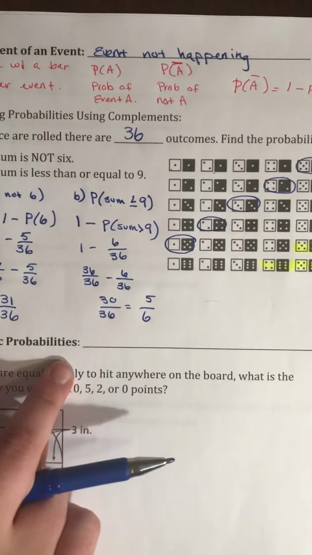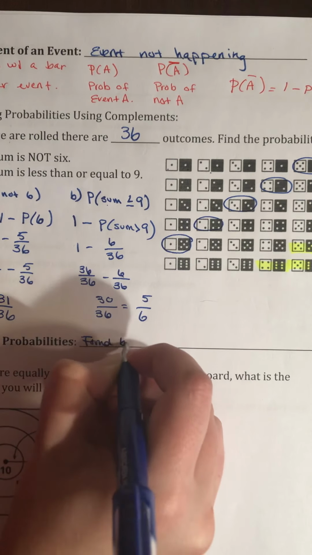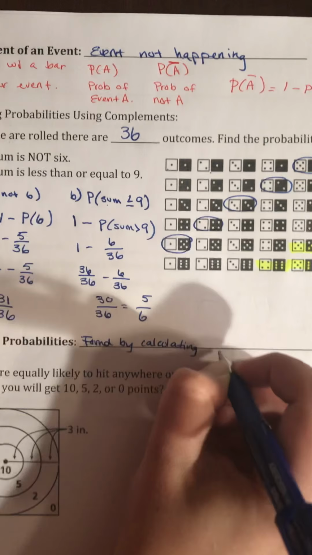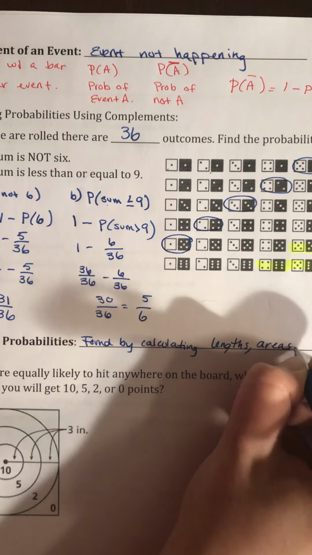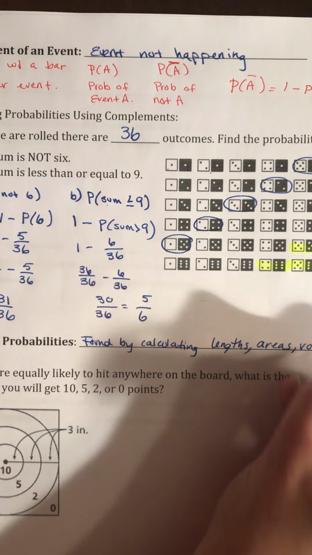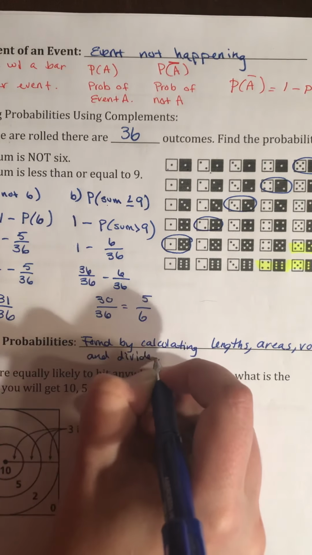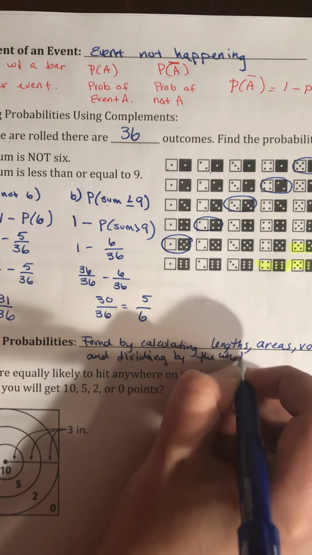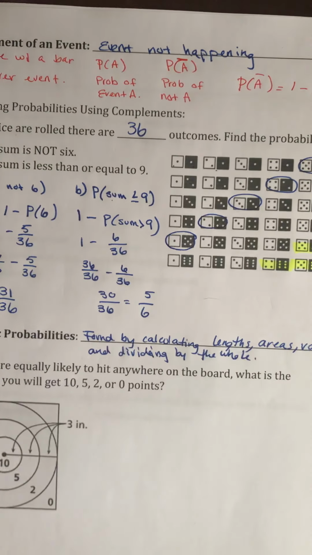So with geometric probabilities, these are found by calculating lengths, areas, volumes, and dividing by the whole. So what do I mean by that? It's the same as favorable outcomes over the total outcomes.